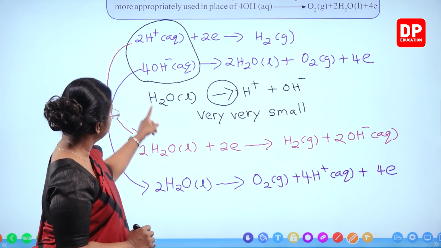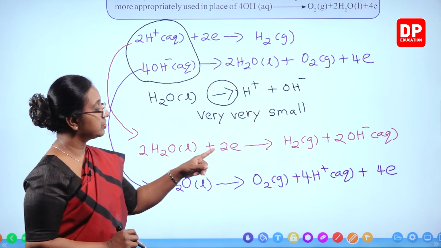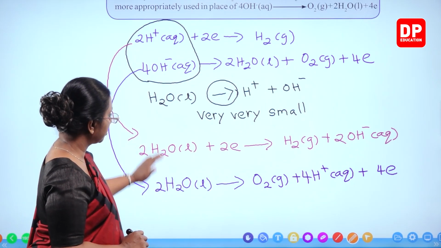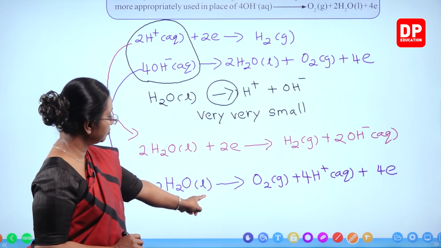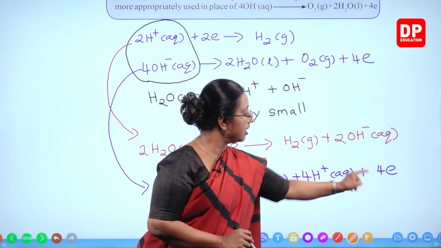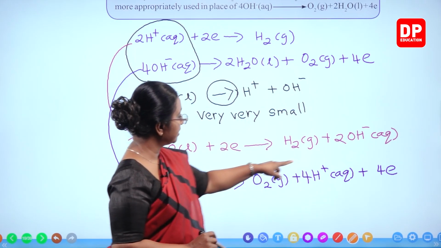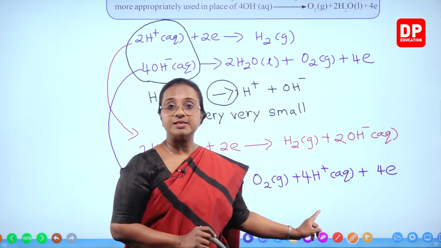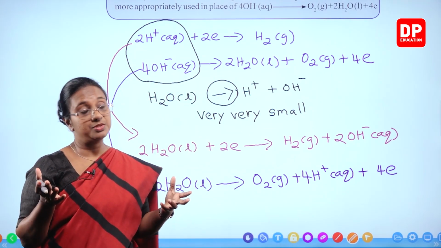Instead of this one, we consider that water molecules lose electrons. So, here you can see both are water molecules. Now, in this 2H2O liquid, here also 2H2O liquid, here of course 2 electrons are taken up, there are 4 electrons being lost. But in both, you can see the desired product. H2 gas is produced, O2 gas is produced. So, this is something you just need to remember, students.